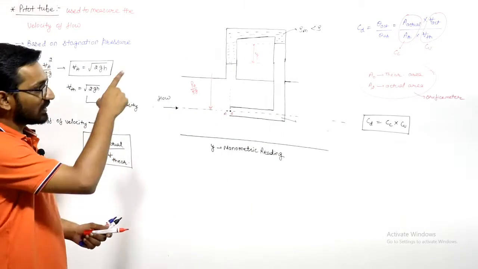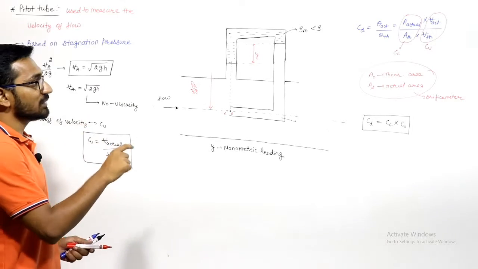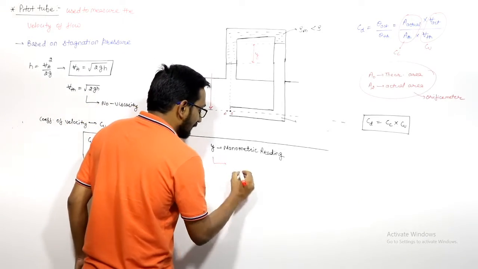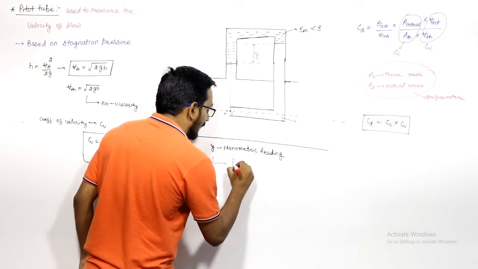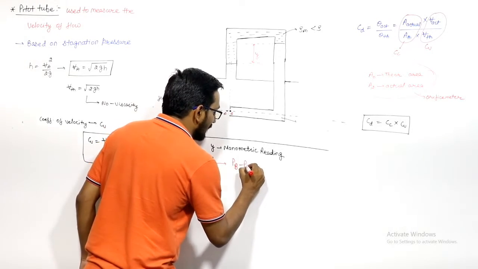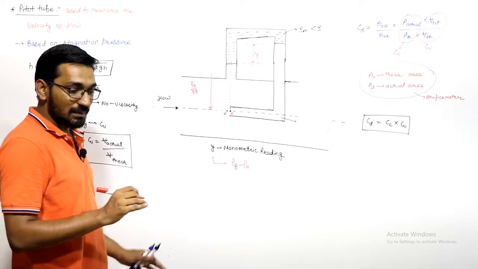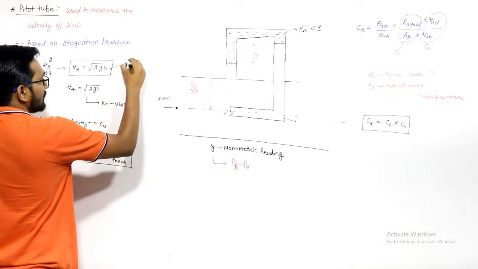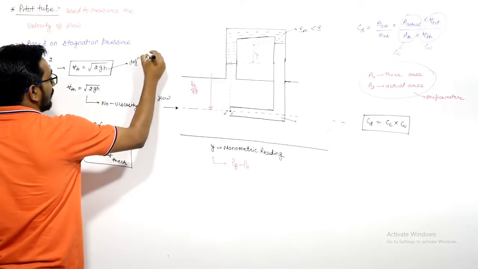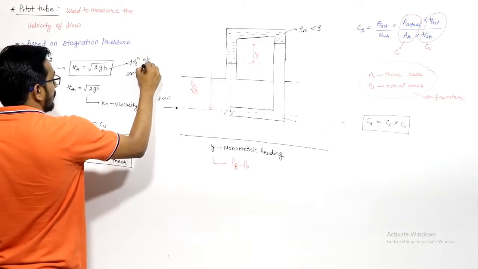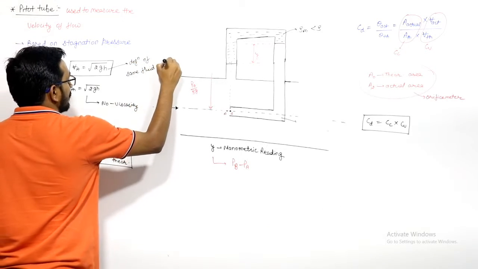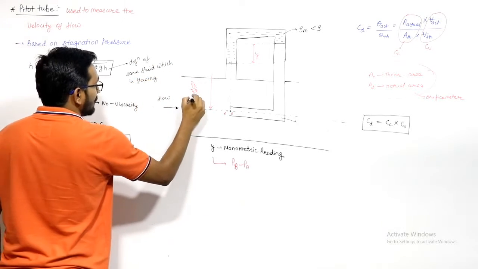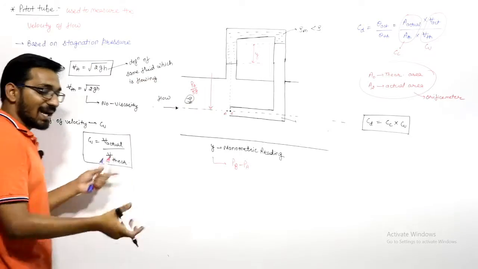But this deflection is of the fluid of density rho m. And what does this y show? I'm just writing PB minus PA. It is showing PB minus PA. But in this equation, this H is the deflection of the same fluid which is flowing. Let us say this flow is of density rho. So this H is of that same fluid which is flowing.